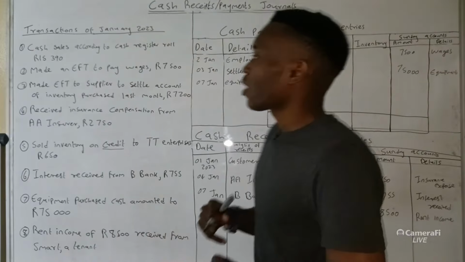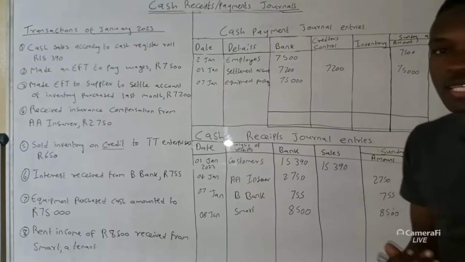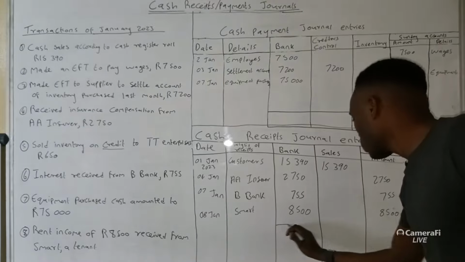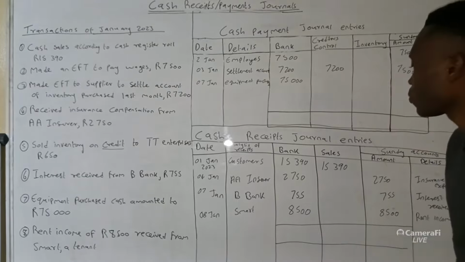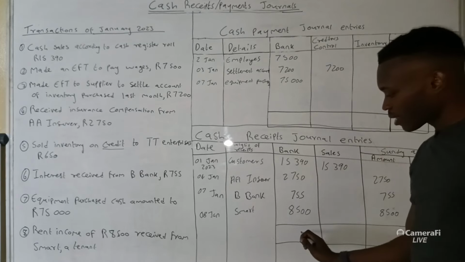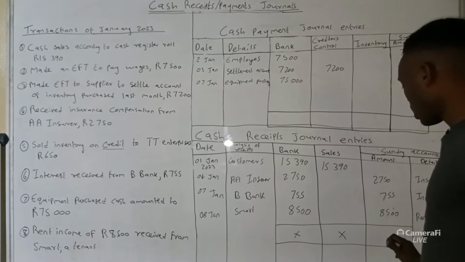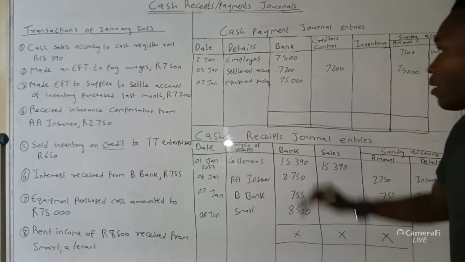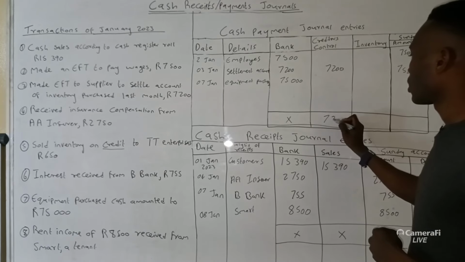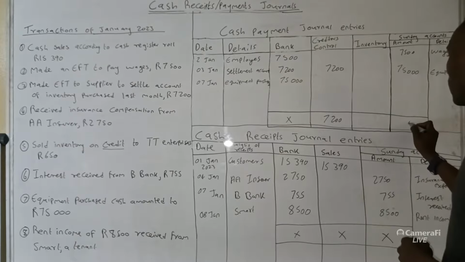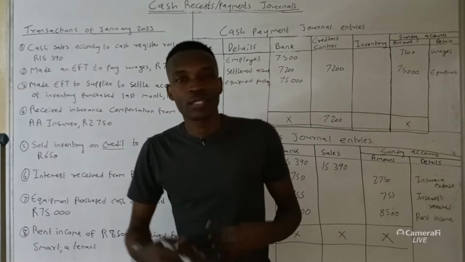So before we close this, guys, please make sure that every time when we prepare cash receipts and cash payment, make sure that you write the totals. Make sure that you calculate all the totals that you are going to get. Add everything under bank and write total. Under sales, write total. Under sundry account, also write a total. Even for this one, please make sure that you calculate and write the totals that you got. And you write the total this side. Then you will be done with cash receipts and cash payment journal.